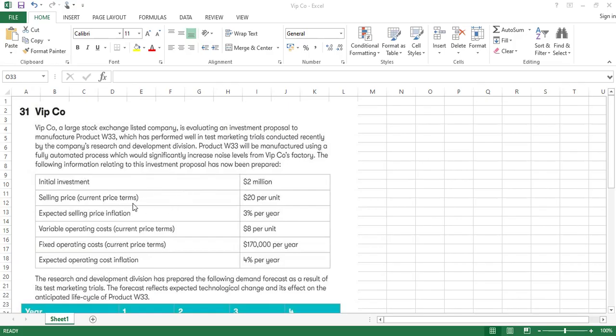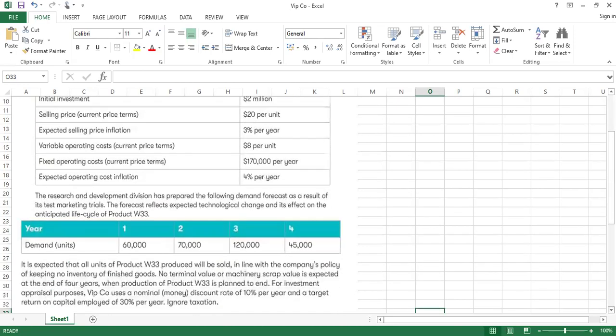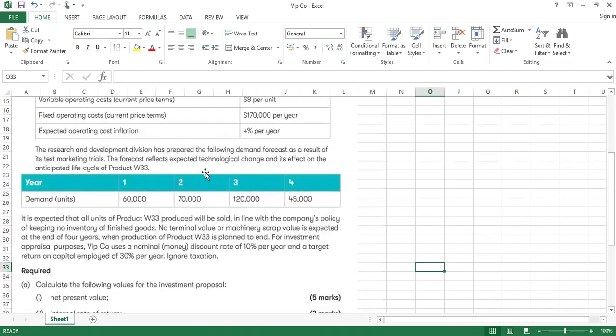Initial investment, selling price in current price terms, which means inflation will be applicable from year 1, which is 3%. Variable cost $8 and fixed operating cost is 170,000. Expected operating inflation is 4%. The research and development division has prepared the following demand forecast as a result of its test marketing trials. The forecast reflects expected technology change and its effects on the anticipated life cycle of product W33.